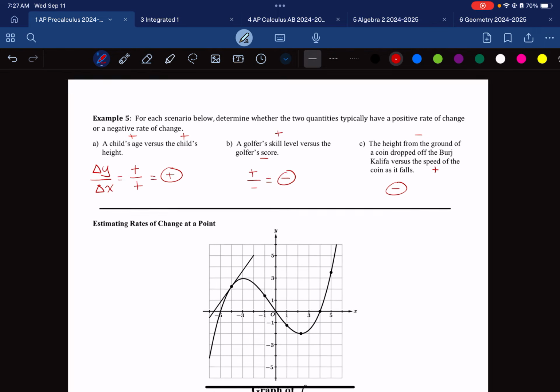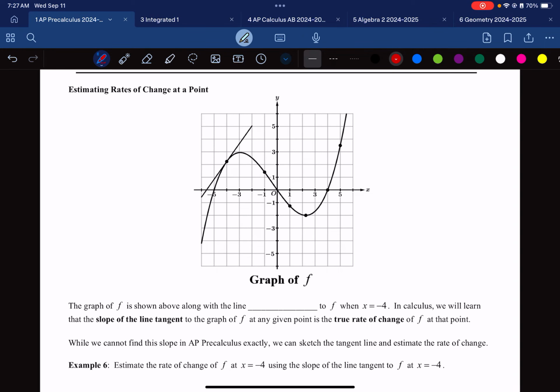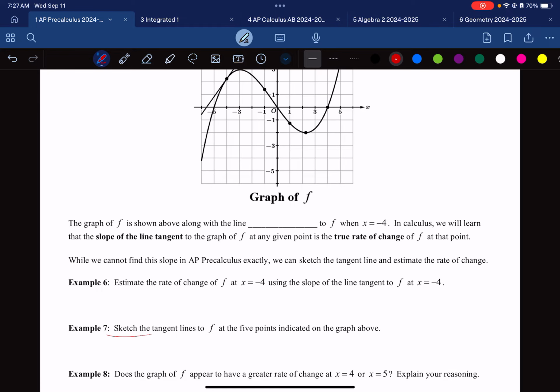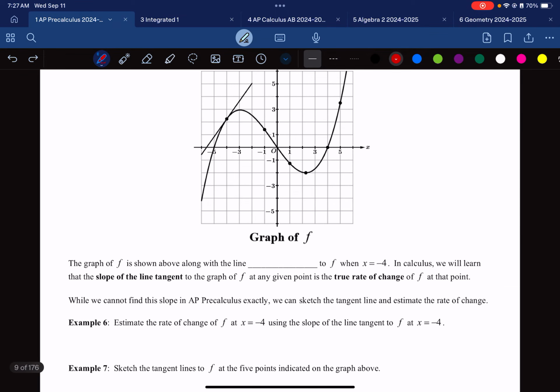All right, so estimating rates of change. So you can see here that we're eventually going to be doing this. Yeah, it says to sketch tangent lines down here. We're not going to do that until it tells us to. So we have a graph shown above, and check out this line right here. This line is what's known, and label it. Oh, I was about to label on the graph. There's a place right here to label it.